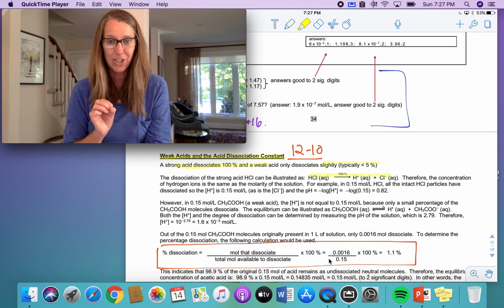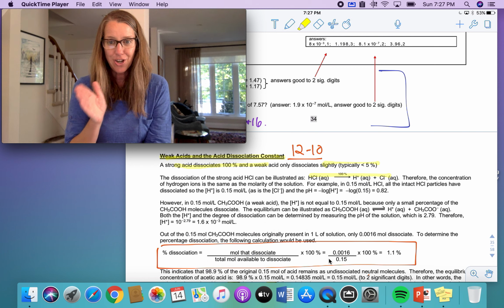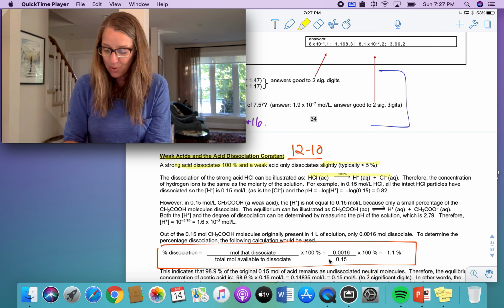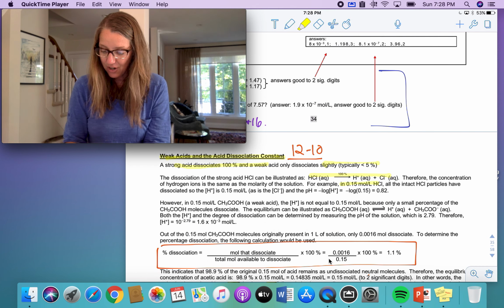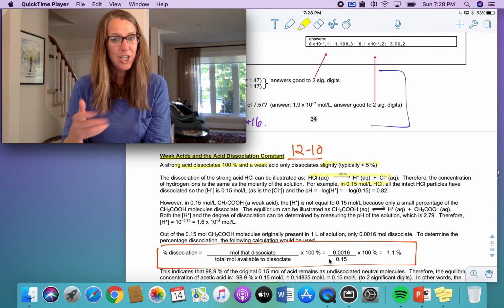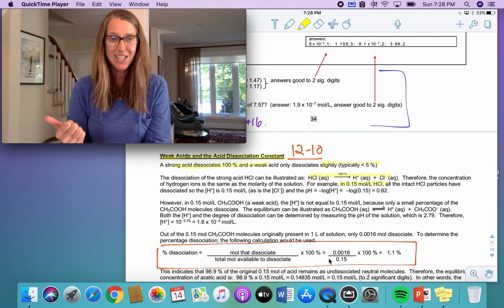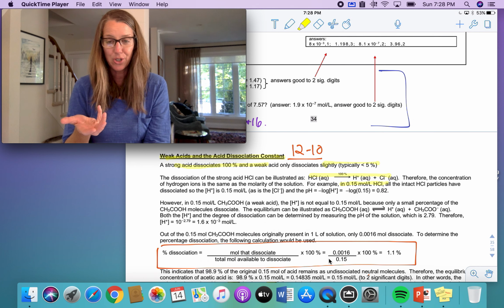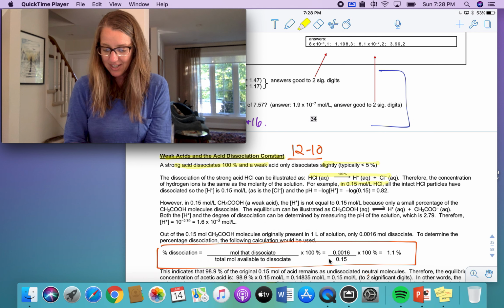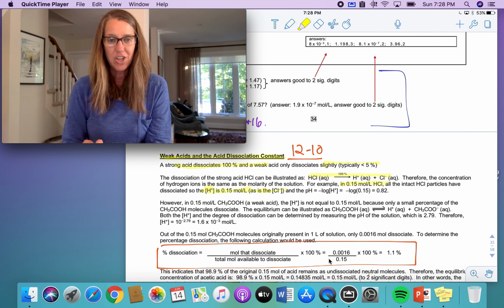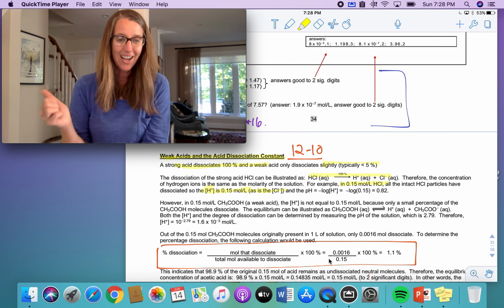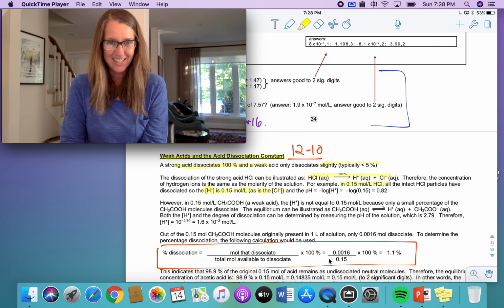acid like hydrochloric acid, you would be able to know the concentration of the hydrogen ions because it's a 1-to-1 ratio, and if you know what the concentration is for the hydrochloric acid, then you already know what the concentration is for the hydrogen ions. If you have a 0.15 molar solution of hydrochloric acid, then your concentration of hydrogen ions is going to be the same. So those are easy. You can calculate the pH of those very easily.